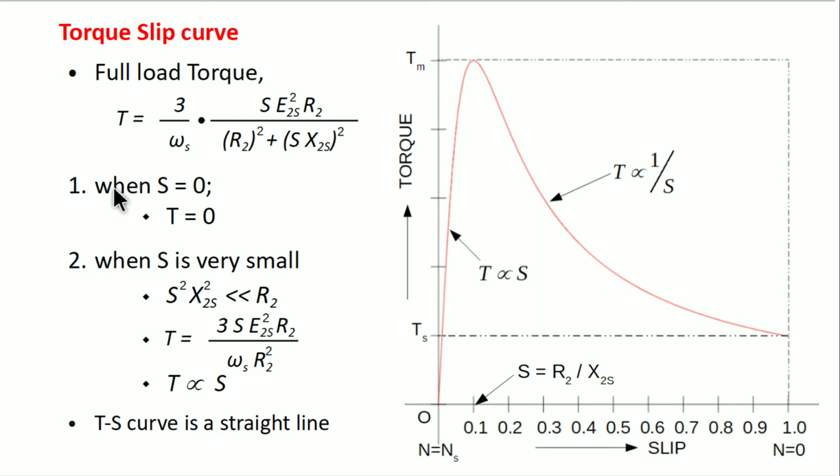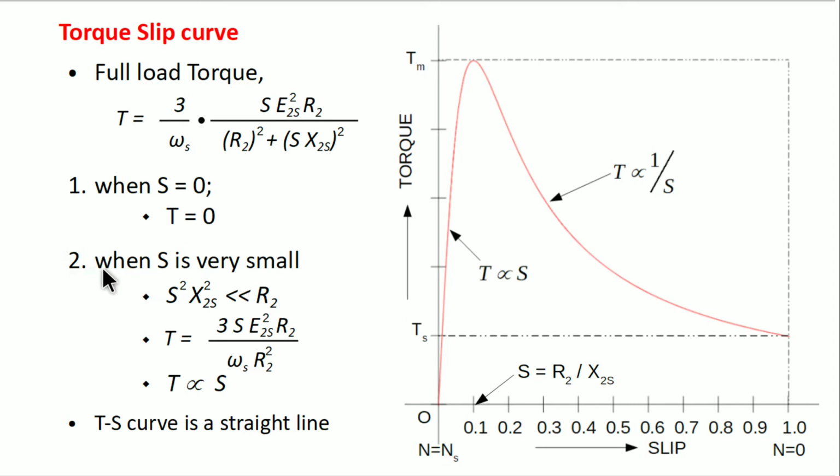First, let us take the value of slip as 0. If we put the value of slip 0 here, the torque will become 0. So when slip is 0, torque is equal to 0. This point shows the first case. On the x axis we are taking slip, on the y axis we are taking torque. When slip is 0, torque is also 0. So this is the point.